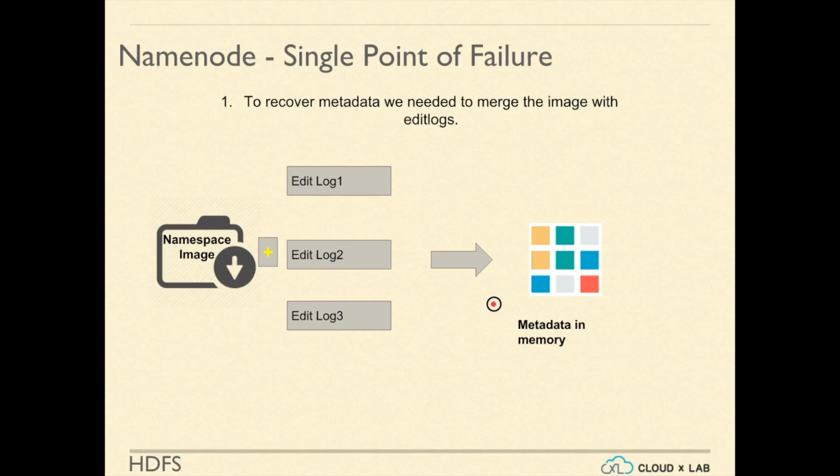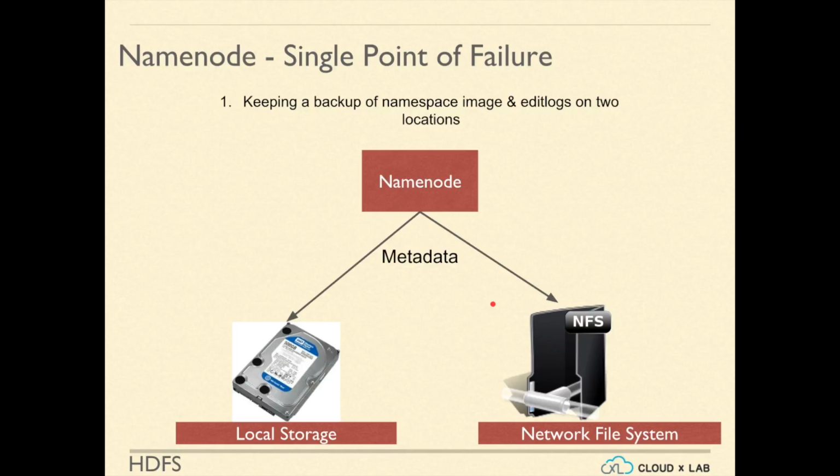Without the name node, the HDFS cannot be used at all. This is because we do not know which files are stored in which data nodes. Therefore, it is very important to make the name node resilient to failures. Hadoop provides various approaches to safeguard the name node.